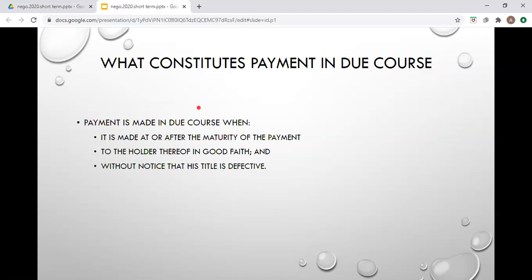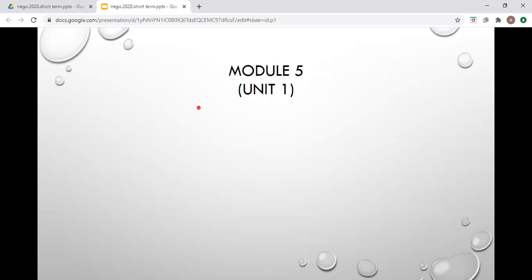Okay? So what constitutes payment in due course? Payment in due course means payment made at or after maturity to the holder thereof and without notice that the title is defective. You take note of the meaning of payment in due course because it is only payment in due course which will now discharge the instrument. If there is any payment made not by the person primarily liable, and that payment has not been made on the due date or after the due date, that is not payment in due course. And if it is not payment in due course, it will not discharge the instrument. The instrument will still continue to be negotiable. It can still be transferred. It can still be negotiated.